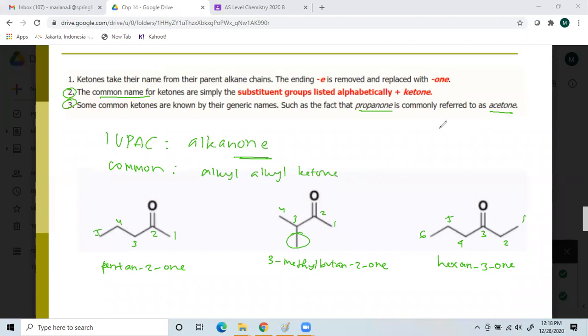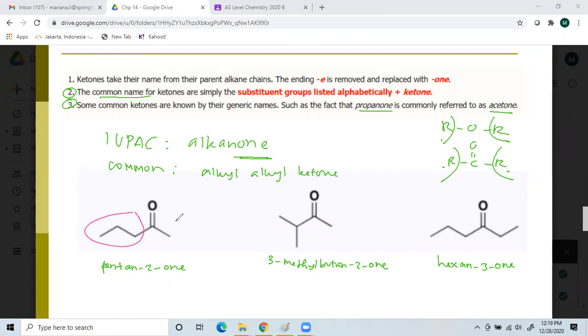So same like ether. Do you remember ether? ROR. You separate this alkyl with this alkyl. So same like ketone, RCOR. You separate this R with this R. Now let's try to give the common name for these examples. We should remove the number since there is no need to give a number for a common name. You just need to separate this R with this R. What's the name for this R? 1C methyl, this 3C propyl. So the name would be methyl propyl ketone. Okay, this is the common name.